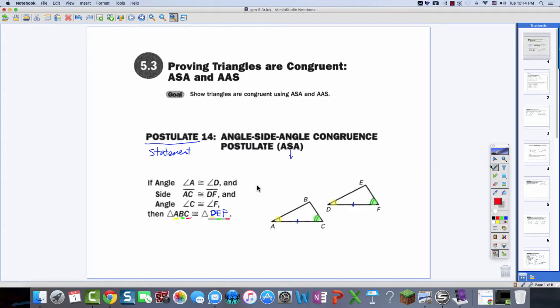If I rewrite the triangle on the left as triangle CAB in my congruence statement, I have to change the order here as well. I have to do FDE. All the corresponding parts have to match.